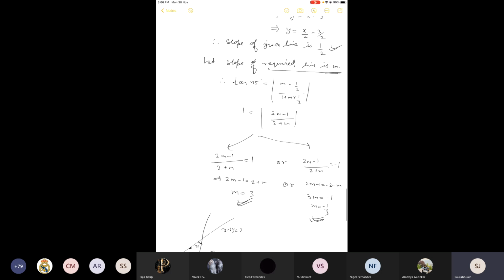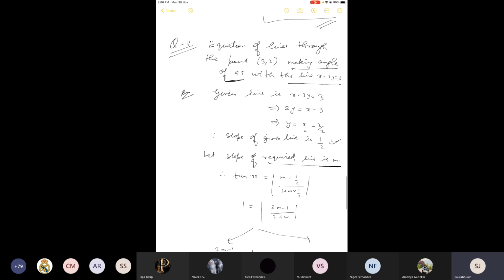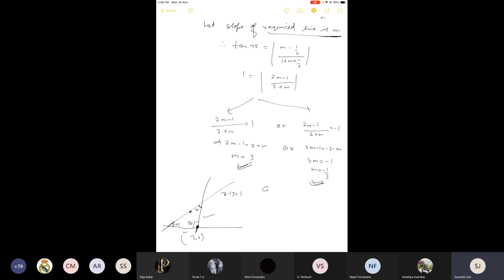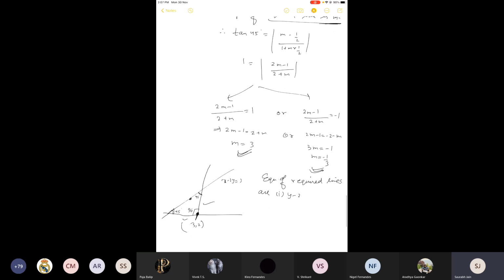So now what is left? We are supposed to write the equation of the lines. That is easy because both of them are passing through 3 comma 2, and we have their slopes also. So for the equation of the required lines, we will use the point slope form. The first line is y minus y1, the point is 3 comma 2, then slope, then x minus x1. The next line is also passing through the same point, but the slope is different, it is minus 1 by 3. Simplify these two equations, you will get the answer. You can match it later on.